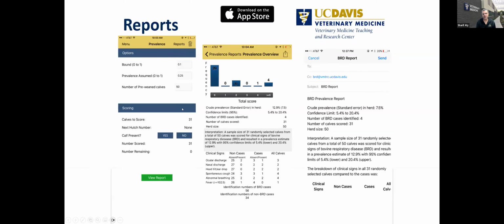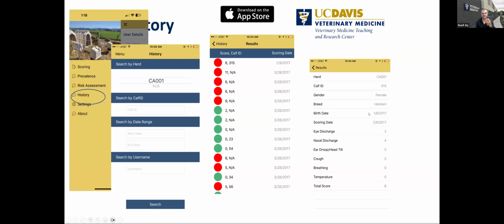But once you're done with scoring, again, you need a report. At this point, this report is from the older version, but you still get it, and you can still get a percent that you can add to your original risk assessment. For example, in this case, this was 7.5% prevalence of BRD. So both together go hand in hand. And yeah, that's the history function. It allows you to see all the calves that you scored, and if you had any comments in there.